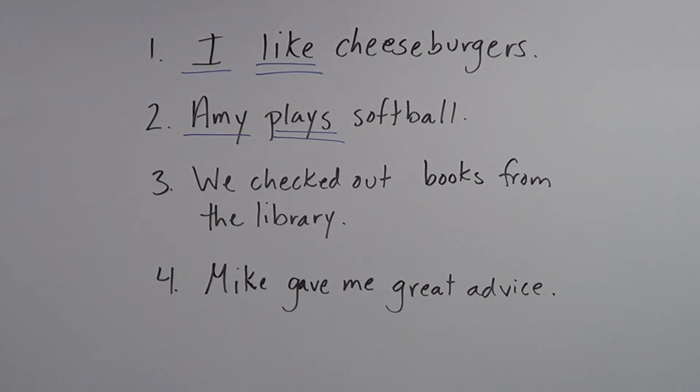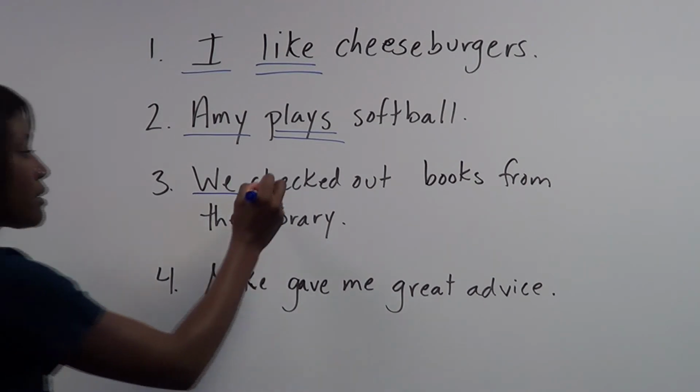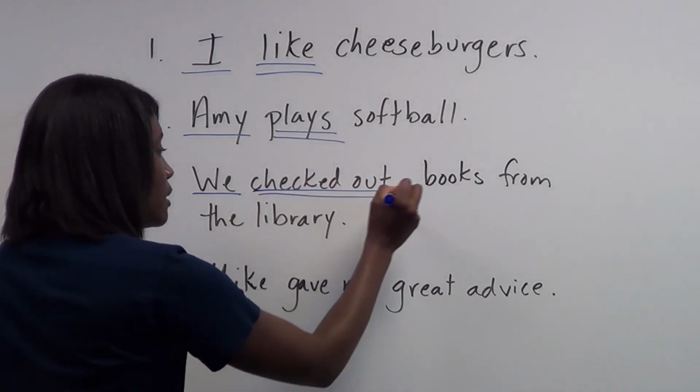Number 3, we checked out books from the library. Who or what is doing something in this sentence? It sounds like we are. So I'm going to underline we once. What it is that we are doing is checking out books from the library, so I'm going to underline checked out twice.